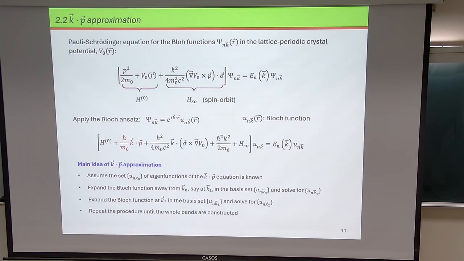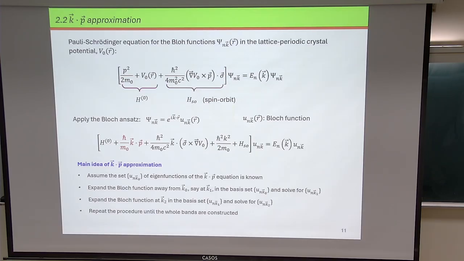So I want to solve this equation, and it's a difficult equation because, first of all, I don't know what V naught is. I could know, but I would have to do some other first-principles calculation to calculate this potential and consider all the atoms and the lattice. But I want to avoid all of this.